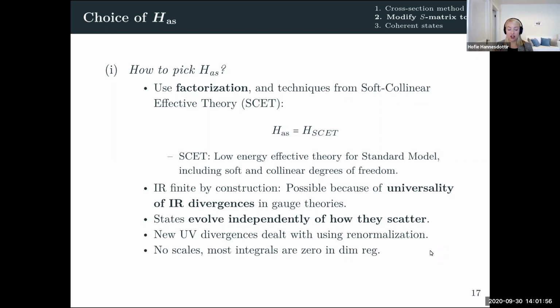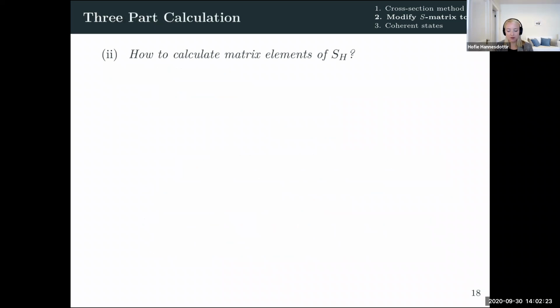And another upshot of this method is that we don't introduce any new scales in this construction. So a lot of our integrals actually end up being 0. And we also tried in our paper, I should say, putting in scales and seeing that the construction worked out by not setting everything to 0, but I'm going to show you this trick later because it gives the right answer without a lot of calculations.